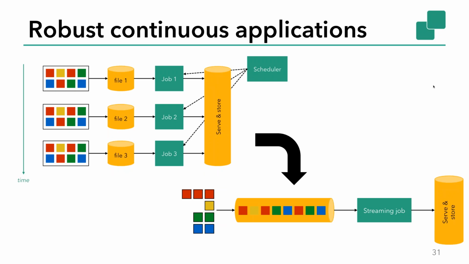A few words about these robust continuous applications. I touched upon this. This is such an application: we're gathering some data, putting it in a file, firing a Hadoop job, and putting the results somewhere. Then some new data comes, so we have a scheduler that is scheduling these Hadoop jobs. We're putting data in a new file, etc. So this is quite complicated. It is very fragile. Things can go wrong everywhere. It's very hard to maintain and change this application.